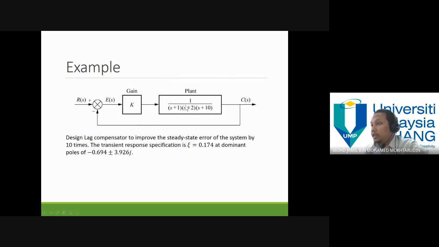So let's say you have this system similar to the previous example, but now you want to design a lag compensator. A lag compensator, meaning that you have S plus ZC over S plus PC in this box here. You want to design a lag compensator to improve the steady state error by 10 times. So let's say the original steady state error equals A. The new steady state error is reduced by 10 times, so A over 10. The transient response specification is damping ratio equals 0.174 and a dominant pole here. In this example, you are already given the damping ratio and the dominant pole, so you don't need to find the dominant pole using the calculation that I showed you just now.